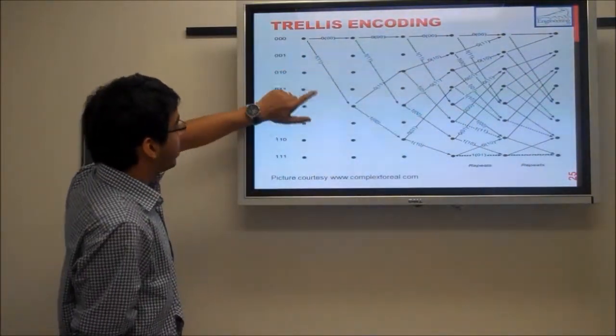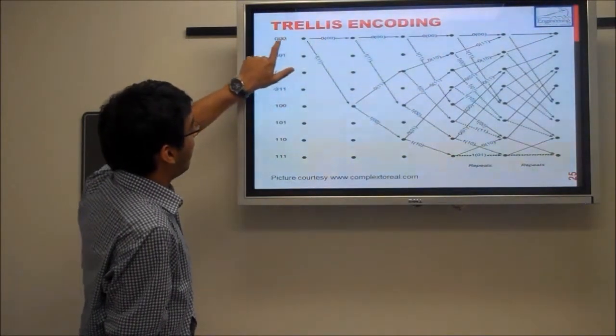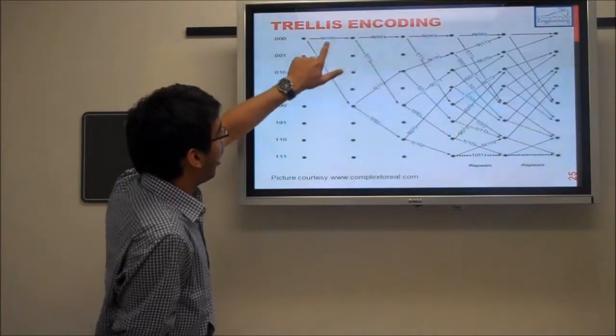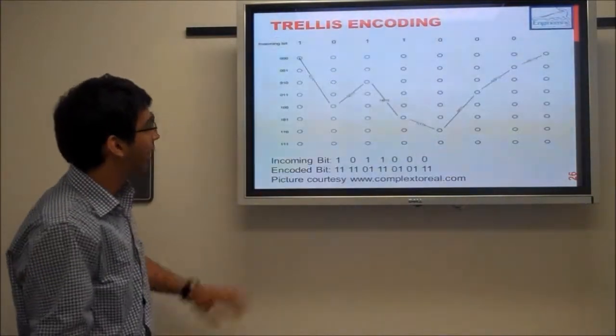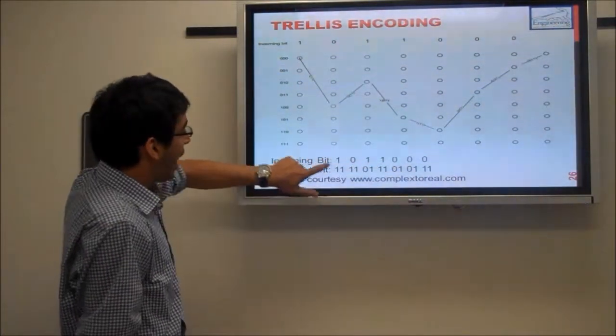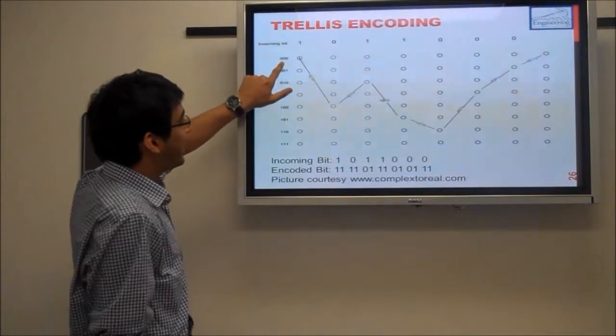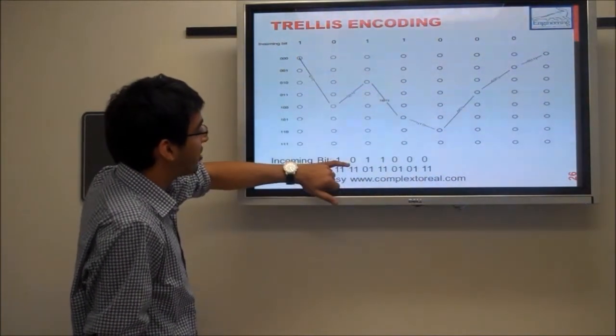Again, coming back to the TRELLIS encoding part, if we have the input as 0, the state remains 0 and the output becomes 0, 0. So this is how we traverse the TRELLIS. Let's see how we'll encode an incoming bit stream of 1, 0, 1, 1, 0, 0, 0. So if you have an incoming bit of 1, your initial state is 0, 0, 0. You go to the next state, which is 1, 0, 0. You have the next input as 0.